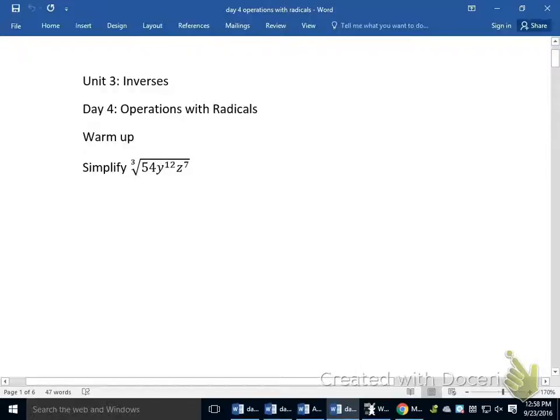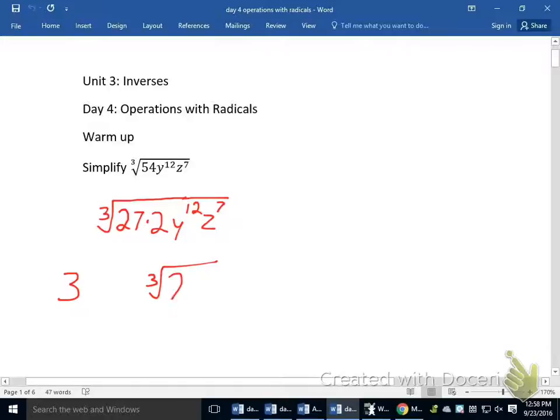either. So on this problem, if I was working with it in radical form, I would go ahead and say that this is the cube root of 27 times 2, because 27 is 3 cubed, and that's the largest perfect cube that will divide out 54. I would have y to the 12th, z to the 7th, and so now I would simplify out what I can. The cube root of 27 is 3. I know that the 2 is going to remain inside there.